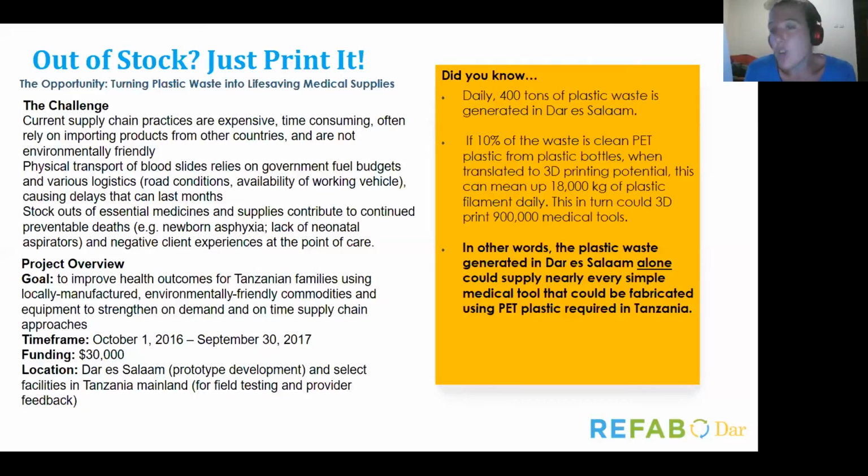The waste of Dar es Salaam alone, as it says in bold brackets there, could supply basically every simple medical tool required in the country off of our own plastic waste, which is pretty incredible.